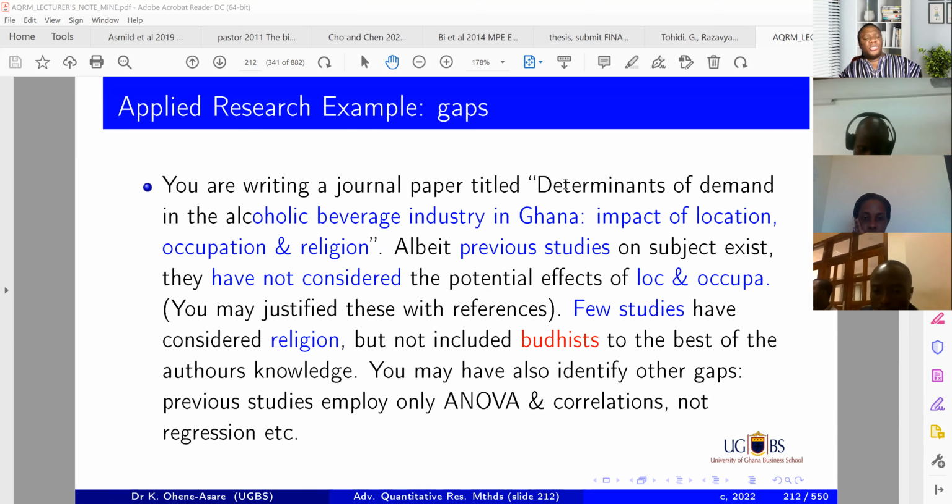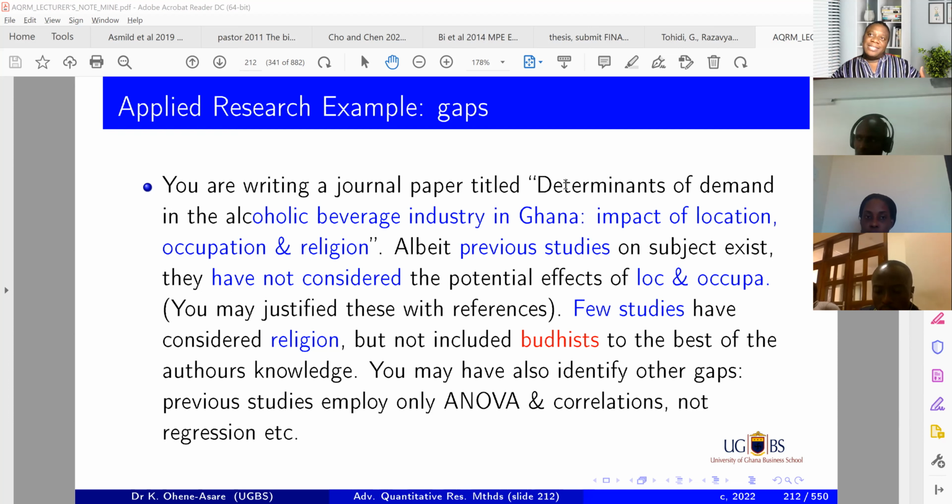Now, why are you choosing this thesis? Because you have realized that previous studies on the subject exist. However, none of them have considered the potential effects of location and occupation. So sometimes, if you're writing the thesis, you need to get references to justify that point. Now, you may also have observed that whereas others have looked at the impact of religion on the demand for a particular product, and there are a few studies that may have done that. So this is something you've combed the literature and you know it.